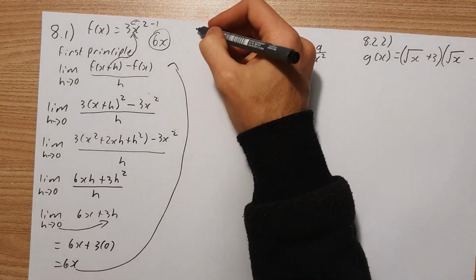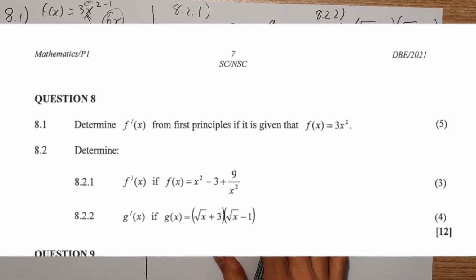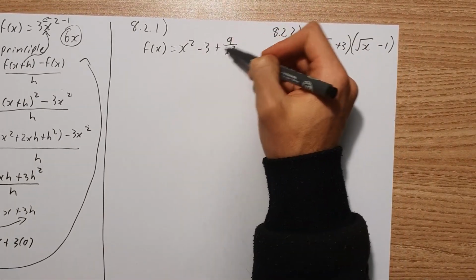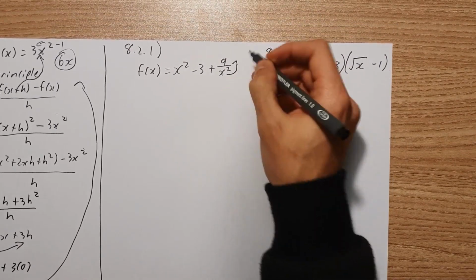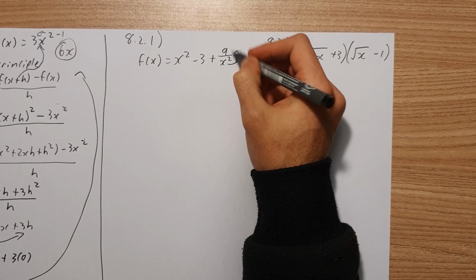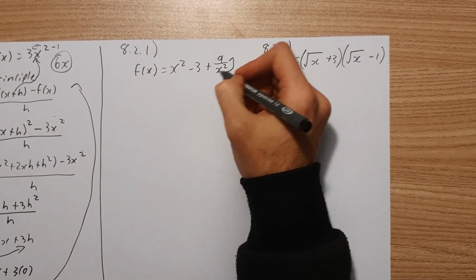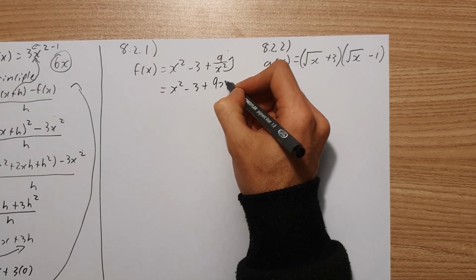Okay, let's have a look at 8.2.1. It says find the derivative of f if f is given as x squared minus 3 plus 9 over x squared. Okay, now when we're dealing with our variable in the denominator, we know that for exponents we can take it to the top, but then our exponent becomes negative. So that's what we can do here because we haven't learned how to do the derivative for a fraction. So I'm going to take the exponent to the top. So that's x squared minus 3 plus 9x to the negative 2.